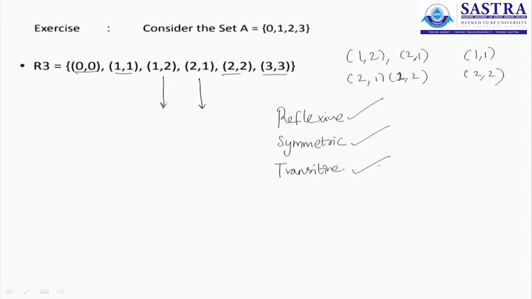Can you call it antisymmetric? It turns out that you cannot call it antisymmetric because for two elements 1 and 2 which are distinct, you have both pairs present. So this is not antisymmetric. It's only one of the other three. All of the other three, but not this.